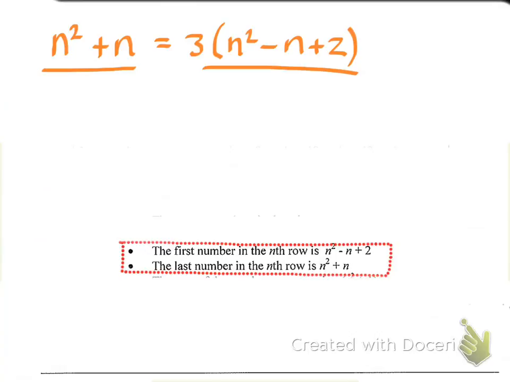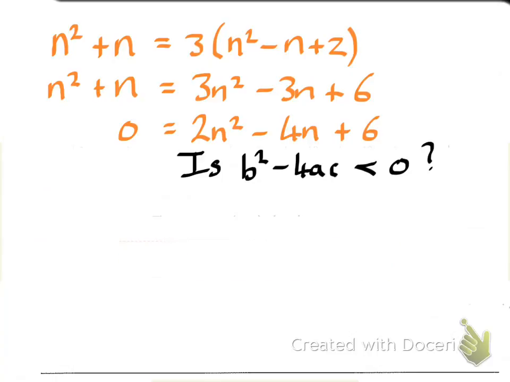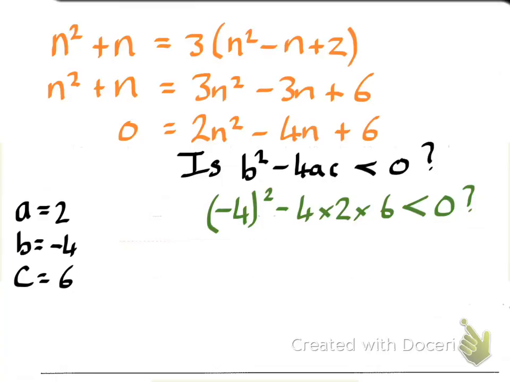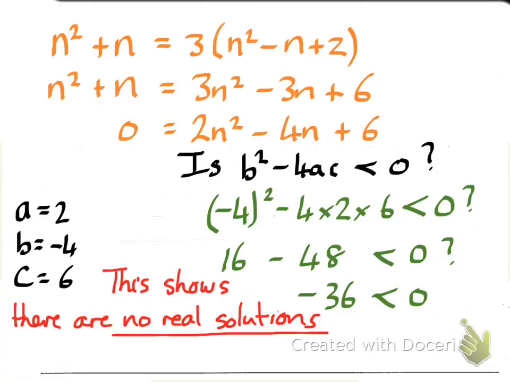Expand the brackets. Move everything over to the right hand side, then you won't have any negative n squared. Now the question hinted this might not be possible, so b squared minus 4ac might be less than 0, that means it's not possible. So let's check it. So substitute a, b and c into the equation. And we can see that negative 36 is less than 0, so therefore there are no solutions. Another excellence question finished.